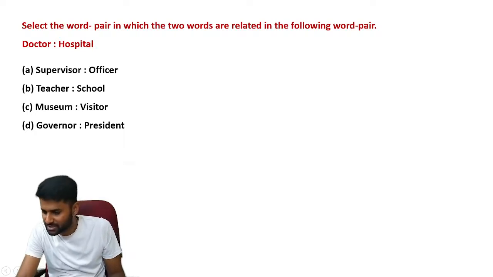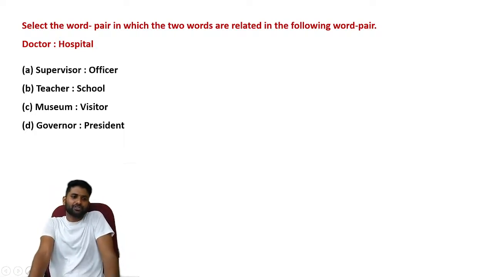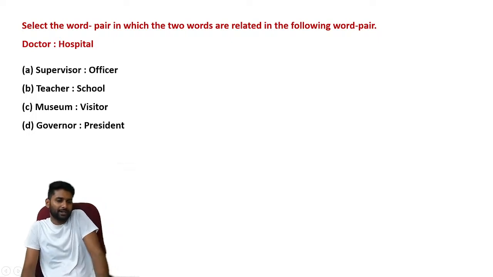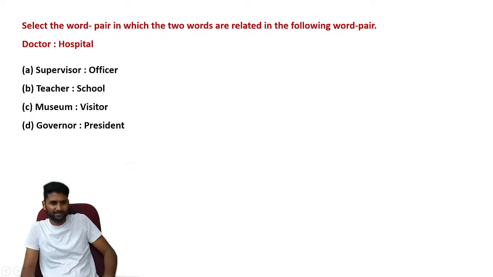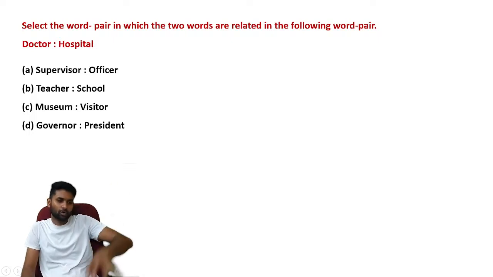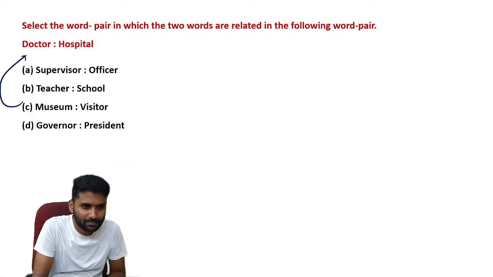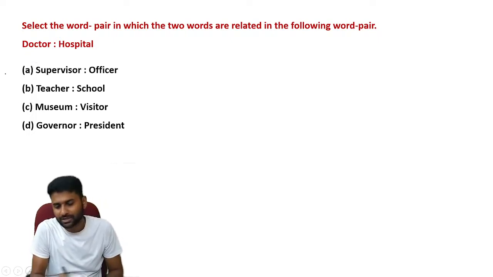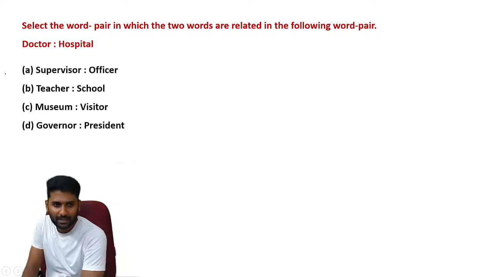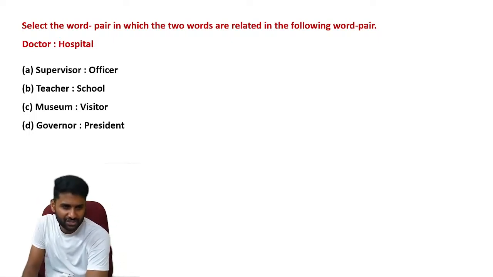Last question for today's session. What is the relation between doctor and hospital? According to that relation, identify which of the four options is the correct answer. Which one is related to our question? Doctor and hospital. Supervisor, officer; teacher, school; museum, visitor; governor, president.